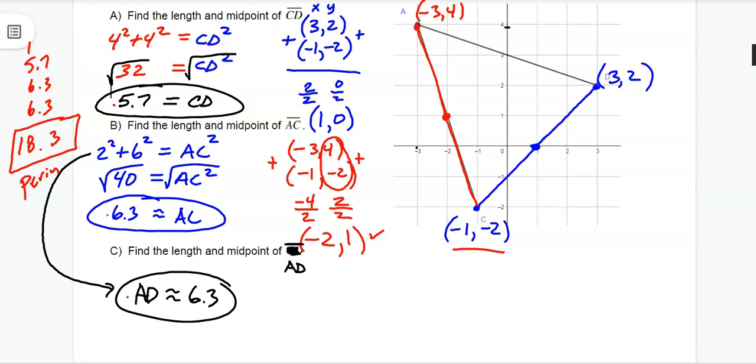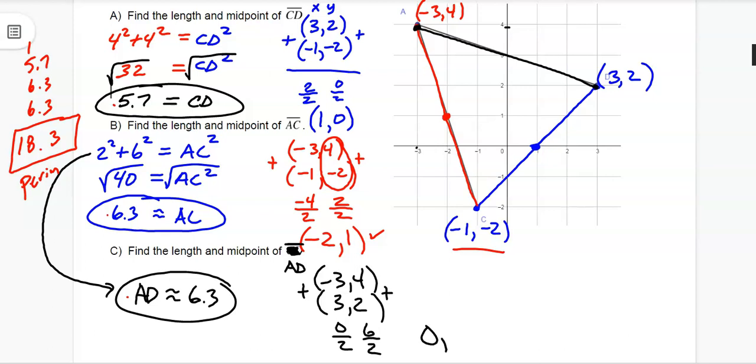So let's find the midpoint from A to D. Glad I caught that before I printed all those. So we have -3, 4, and we have 3, 2. Those are our 2 ordered pairs. So to find the midpoint, add the x's, divide by 2, add the y's, divide by 2, which will give us a point of 0, 3. Let's just check that out, 0, 3, and that looks very good.